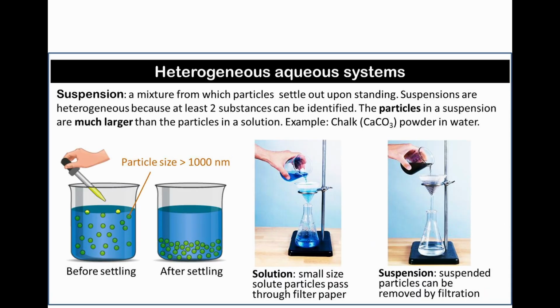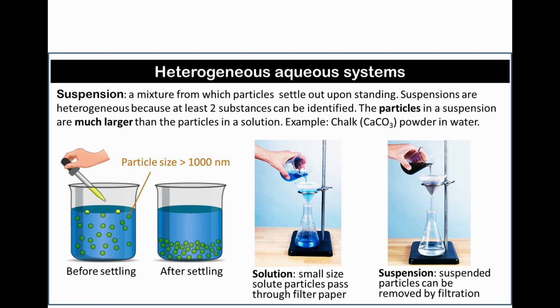In this section, heterogeneous aqueous systems will be discussed. If you shake a container containing chalk powder and water, the particles settle out if you stop shaking. This is an example of a suspension, it is a mixture from which particles settle out upon standing. Suspensions are heterogeneous because at least two substances can be identified.